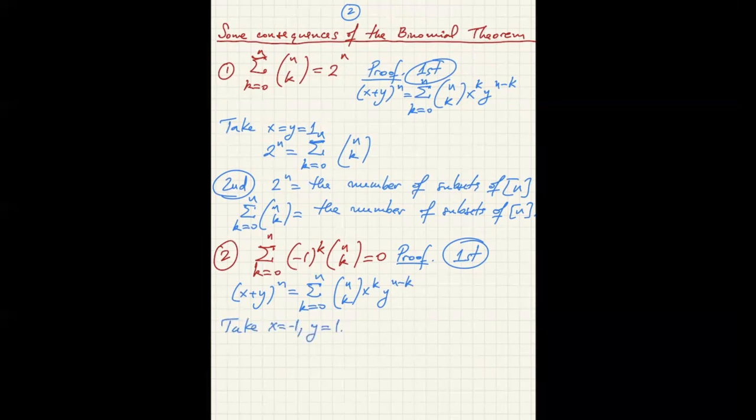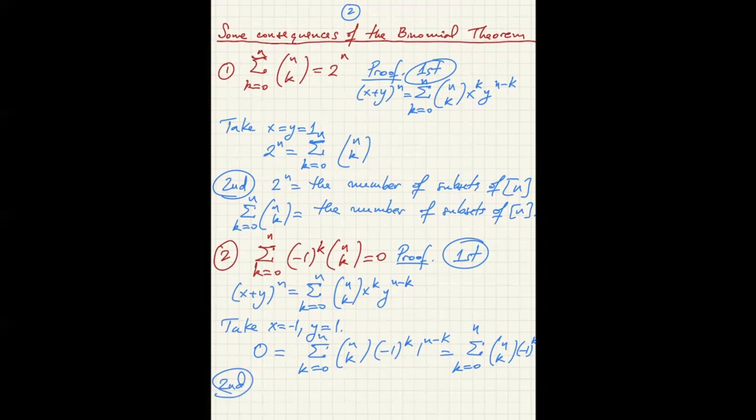And then on the left-hand side, we're going to get 0. And on the right-hand side, we're going to get the summation from k equals 0 to n of n choose k, minus 1 to the k, 1 to the power n minus k, which is exactly what we want: the summation from k equals 0 to n of n choose k times minus 1 to the k. Now, this is one proof. Another proof can be given in the following way.